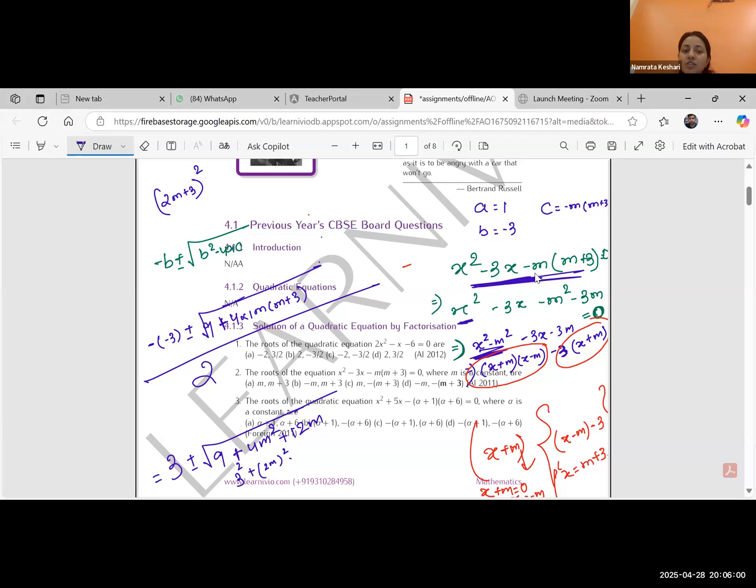Now 2ab we will check. While checking 2ab, please don't look at this one. Create your 2ab by yourself. So 2 into your a, which is 2m, and your b, which is 3. Now multiply them and check. Is it present in the previous step or not? Yes, ma'am, it is. 2 times 2 is 4, 4 times 3 is 12, 12m. And it is already present in the previous step.